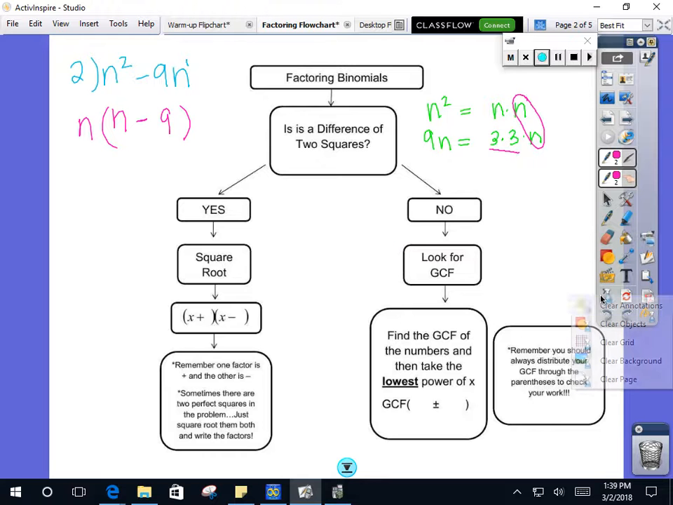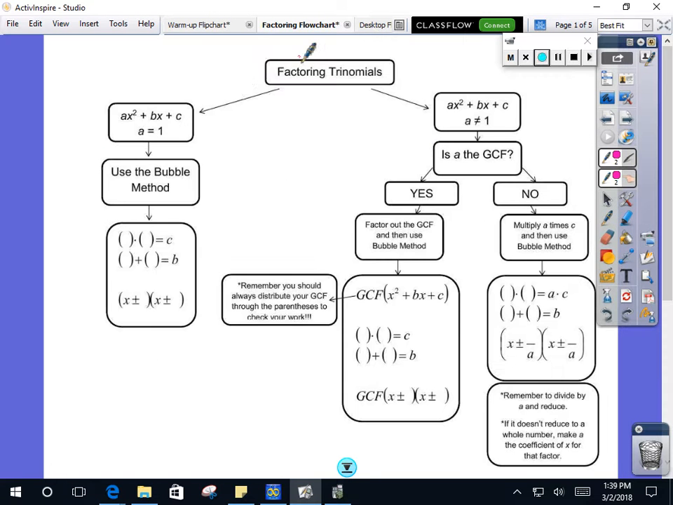Okay, the first thing that we see is to the left, a equals 1. To the right, a does not equal 1. So for number 3, does a equal 1 or not? No. What is your a value for number 3? 3. Okay, so we have to go to the right. A does not equal 1.